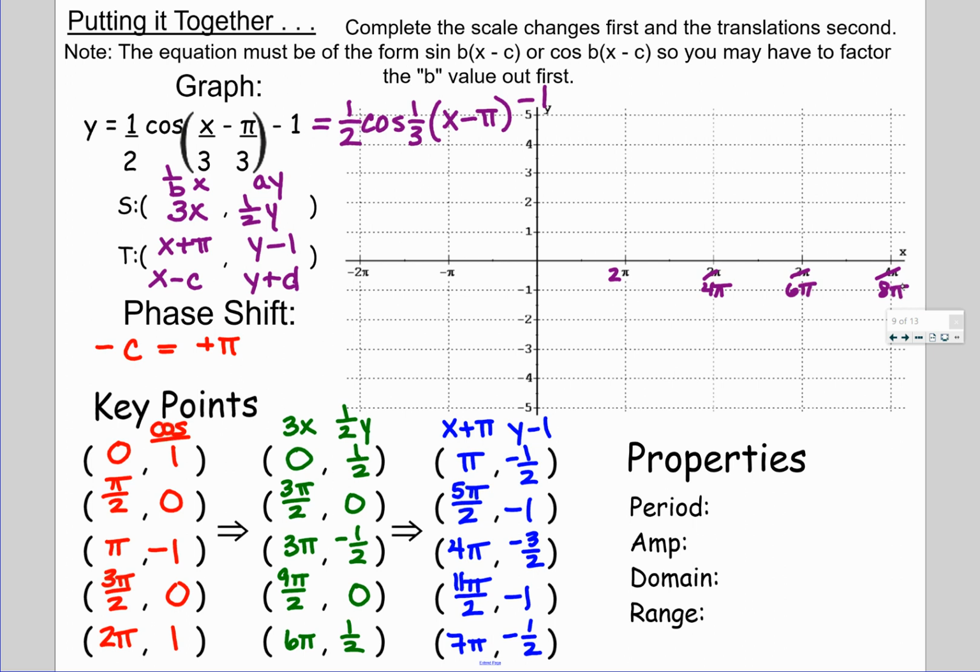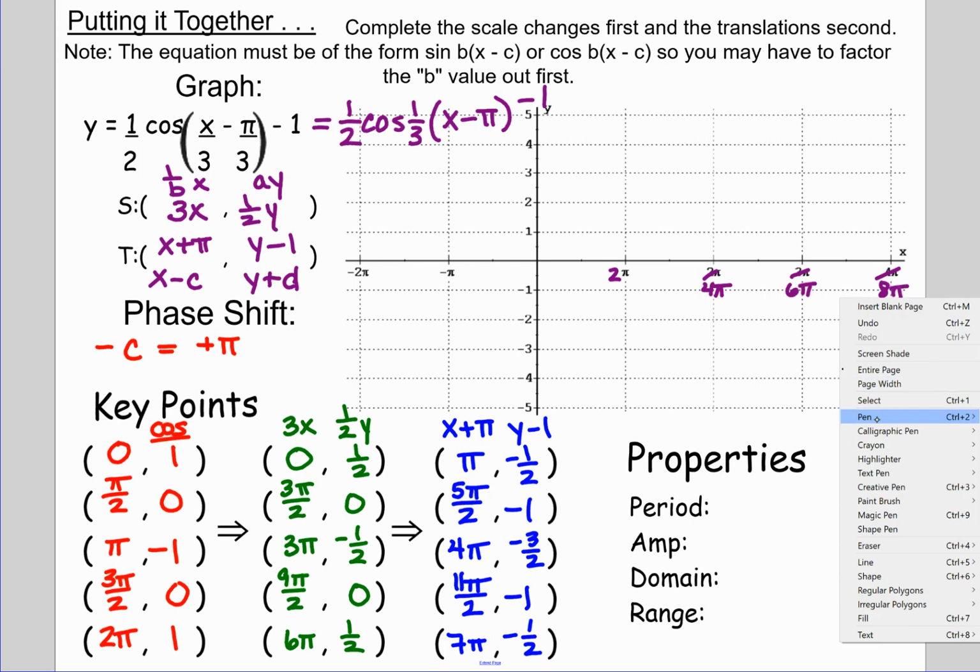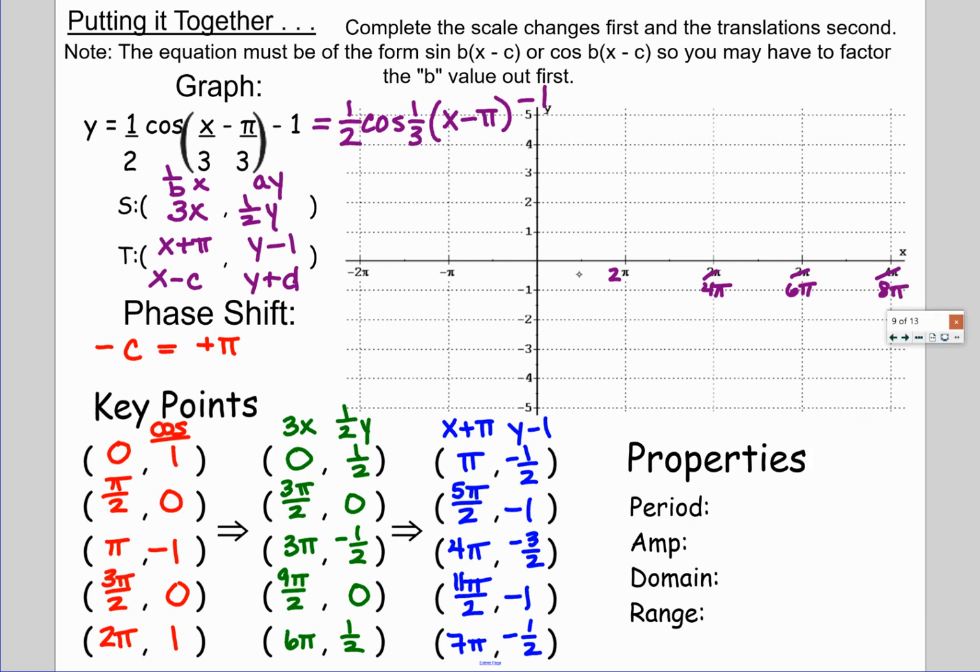Okay, so at pi, I need to make a point at negative 1/2. Okay, so right about there, halfway between 0 and 2 pi. 5 pi over 2, which that's like 2.5. I'm at negative 1, probably about there. At 4 pi, I'm at negative 3/2 or negative 1.5. At 11 pi over 2, which is like 5.5, if you think of the decimal, that might help. I'm back at negative 1. And then at 7 pi, halfway between 6 and 8, I'm at negative 1/2.